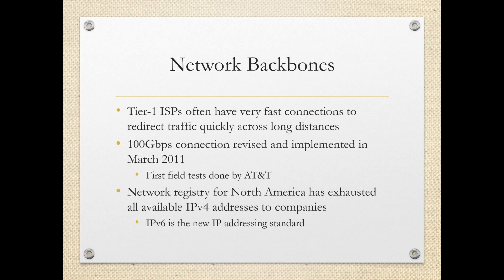The network backbone, as we referred to a while ago, is owned by these tier 1 companies. It's obviously very, very fast because its sole goal is just to redirect traffic everywhere. It's not really to deliver it to an end user or anything. A 100 gigabit per second connection was revised and implemented in March of 2011. Field tests were done, and some businesses, like the large ones, Amazon, Facebook, all these companies that need it because they have so many users, would benefit from that.